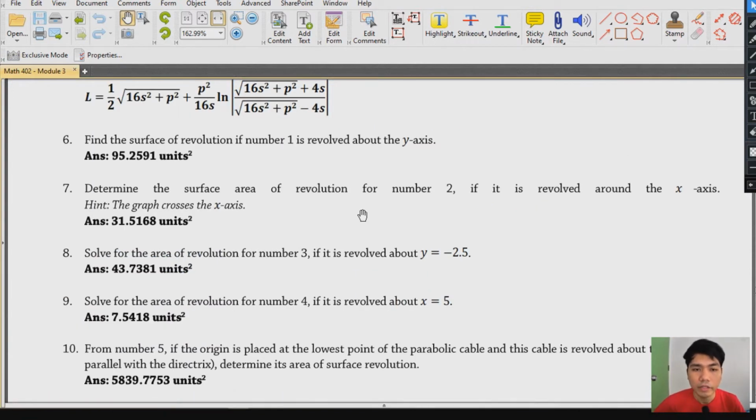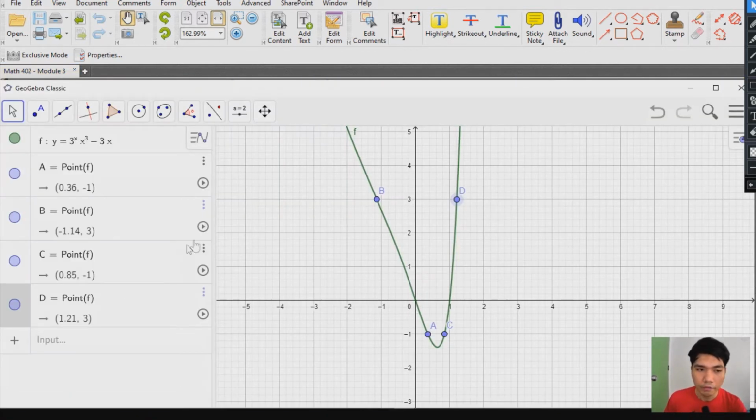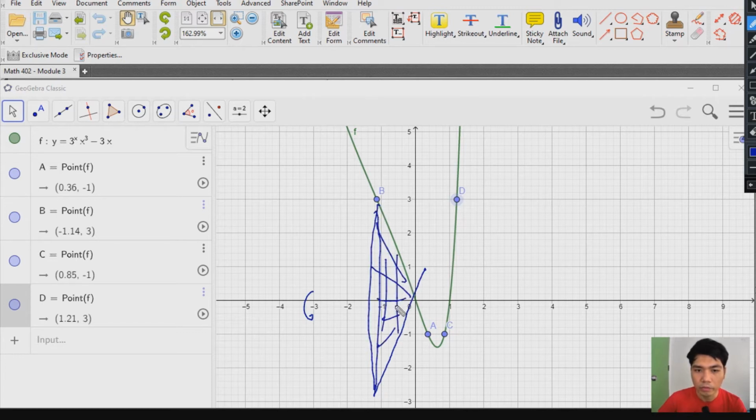Okay, so now let's solve for number 7. And remember, since we do have 2 answers for number 2, we're expecting that we also have 2 answers for number 7. And let's try solving each of them. Now I have here the graph of the function, and I have already plotted all the points that we need. And for the first part, if we want to find the surface of revolution for a to b, or from b to a, so revolve about the x-axis, we could see that you just mirror this, and you need to find this surface area that will be formed. So that's how it goes for the first part of your arc length.